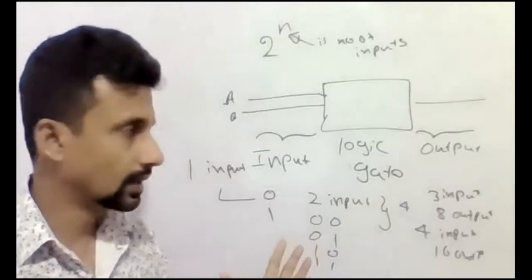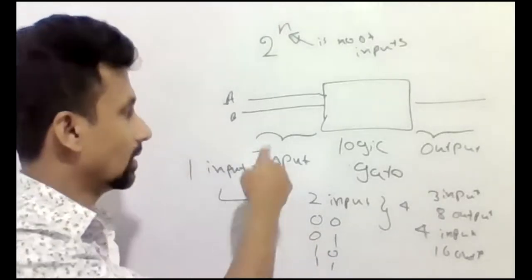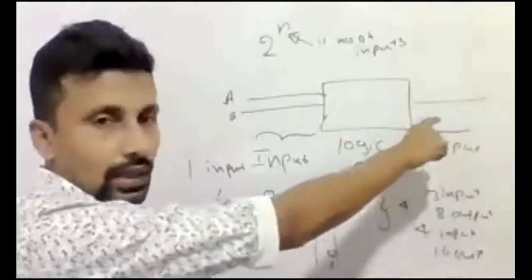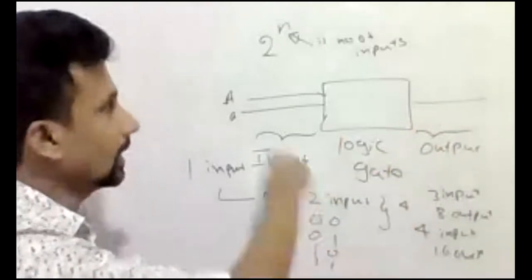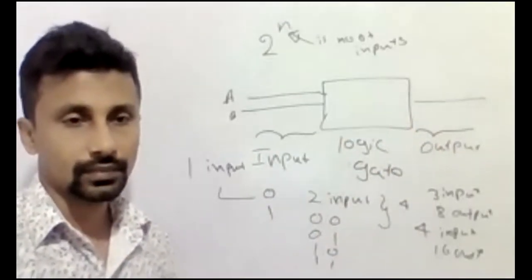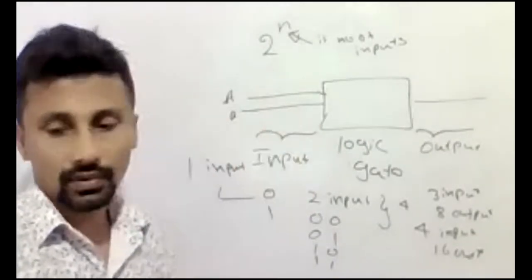I think you can understand that. Take this down: this is the input, this is the logic gate, this is the output. Only one output is there. Try to take it down quickly, along with the number of inputs and how to get the number of patterns.